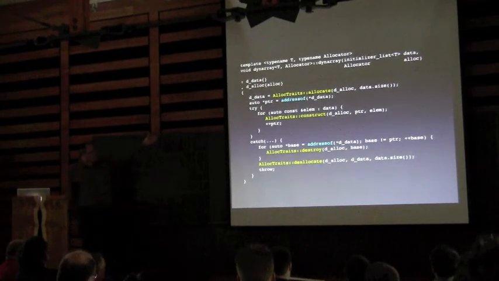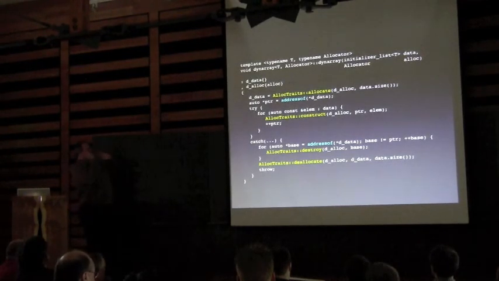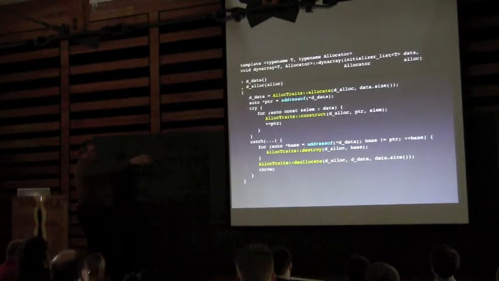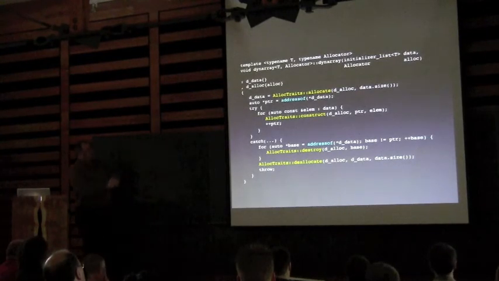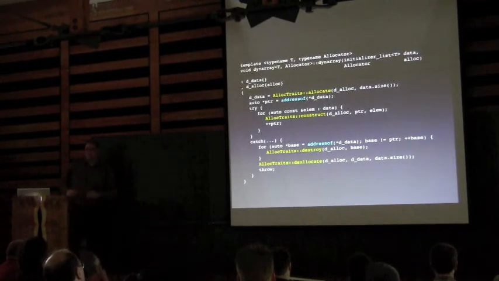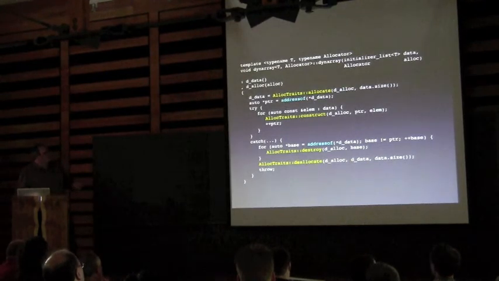So again, you can see the allocator traits. All the methods are saying, pass the allocator to the allocator traits, pass the other arguments as necessary, and we're done. I think that's my last slide.